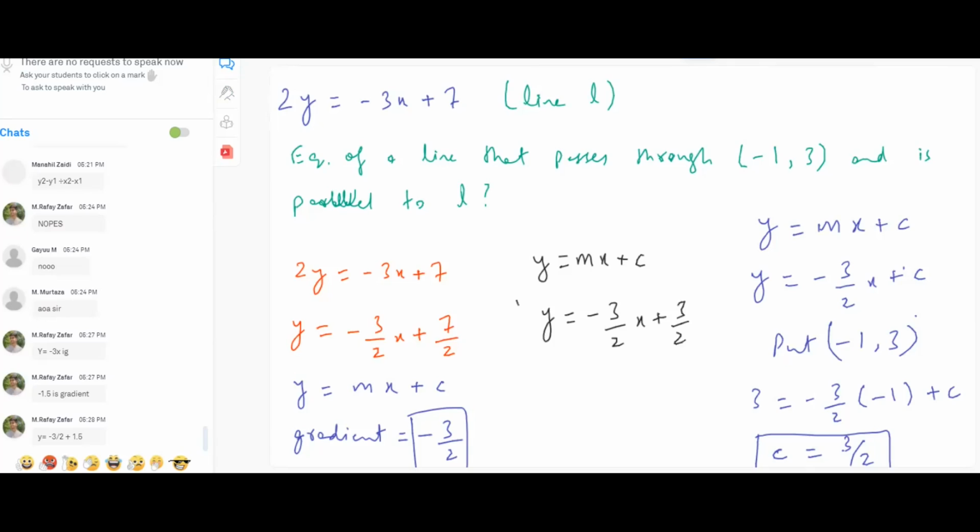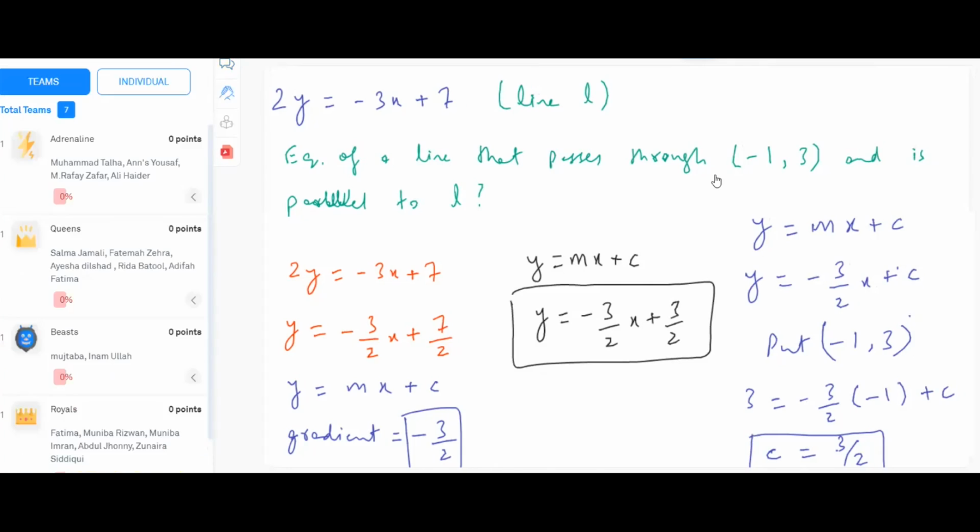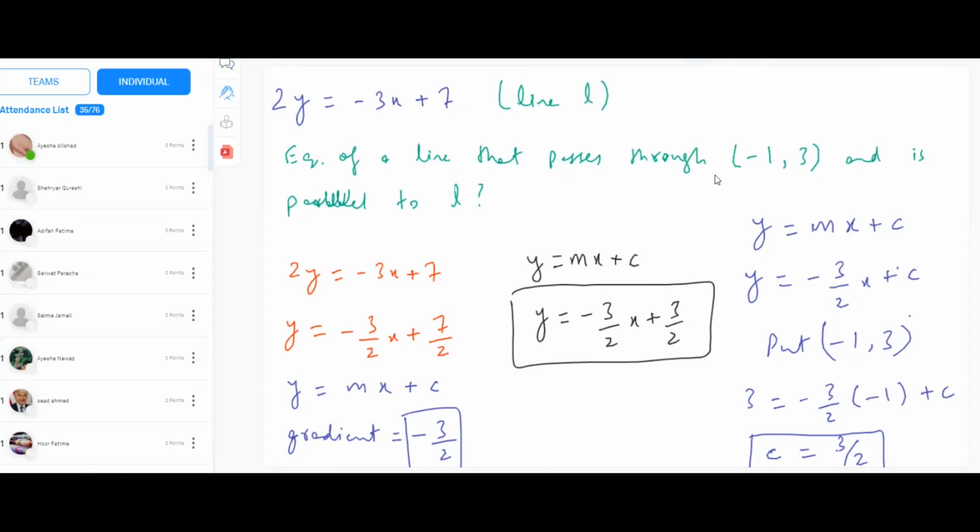That is the equation of this line that you were looking for. Okay, does this make sense? Yes, Rafi, that's very good. So that is the equation of this line. Is this clear? So parallel lines have equal gradient. So that was the main thing that you need to understand here.